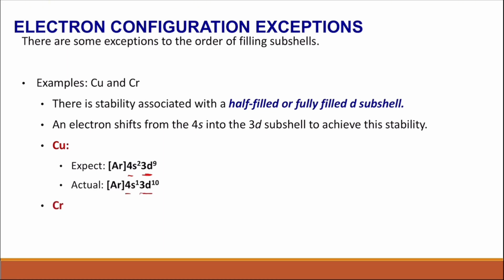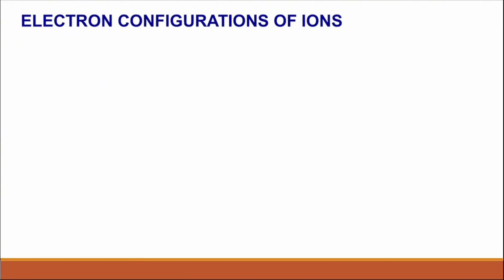Chromium is the same situation, but now we move the electron from the 4s to the 3d to achieve a half-full d subshell. The expected configuration for chromium is 4s2 and 3d4, but the actual one is 4s1 and 3d5. So the d subshell is half filled, and this is why it's more stable.